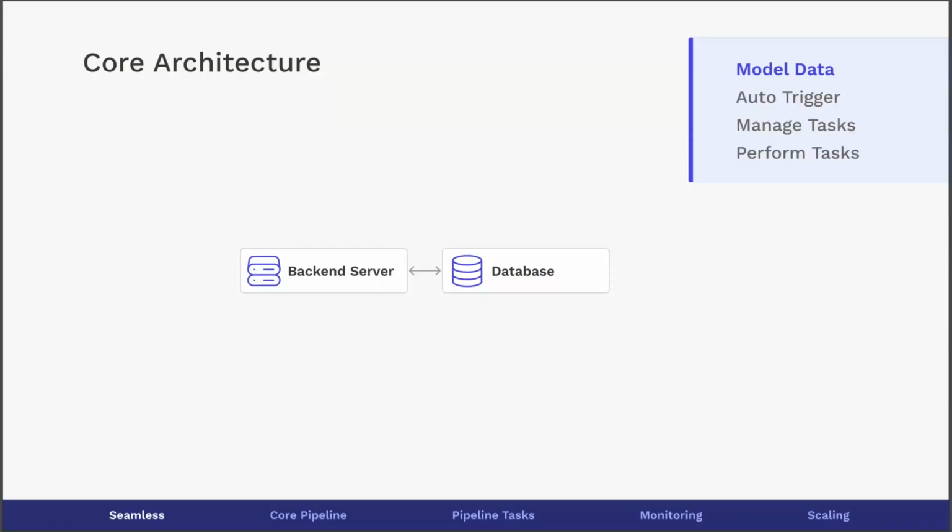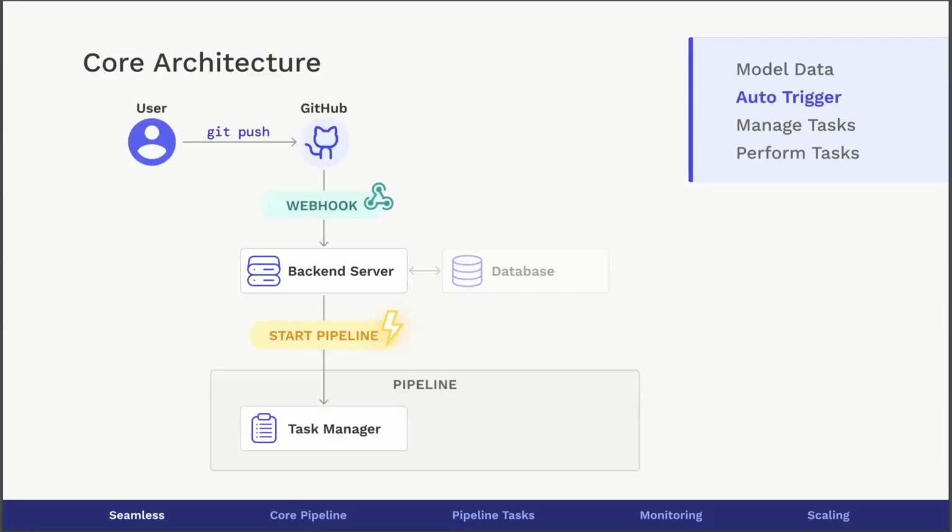We started by creating the data model and selecting a suitable database. Then we set up a backend server to handle requests and communicate with the database. Next, we built the components to automatically trigger the pipeline. When the user updates their code repository, GitHub sends a webhook to our backend server. The backend server processes the webhook and retrieves data for the service associated with the repository. With this data, it then instructs the task manager to start the pipeline.